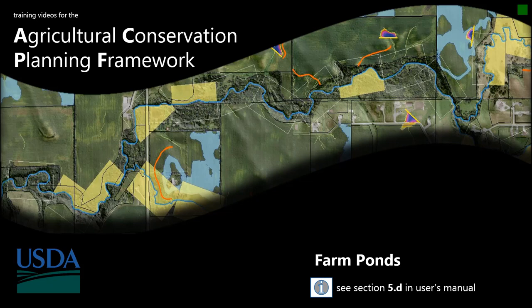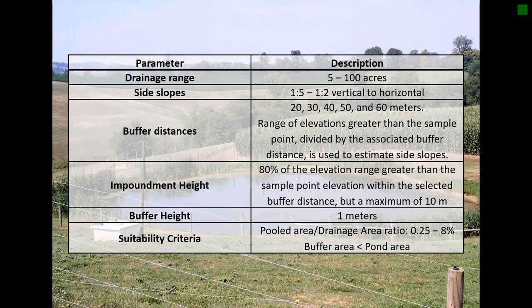In this video, we'll go over how to run the Farm Ponds tool. Drainage areas above farm ponds are smaller than those for nutrient removal wetlands and overlap with drainage areas for water and sediment control basins, or WSCOBs. They range from 5 to 100 acres. Farm ponds, however, will typically be found along drainage ways that are steeper than identified for wetland impoundments or WSCOBs.